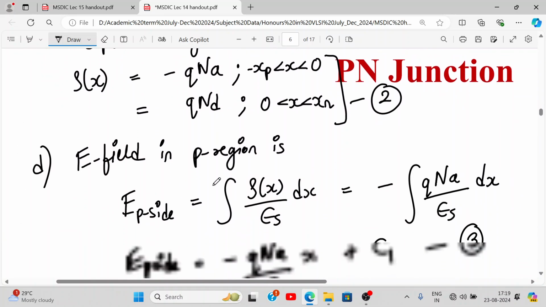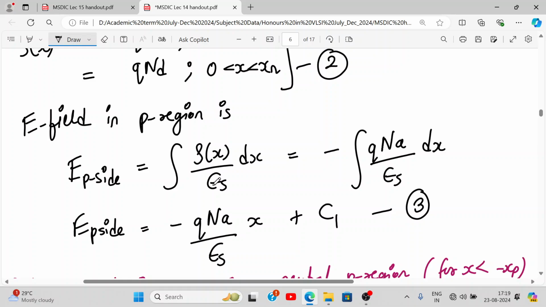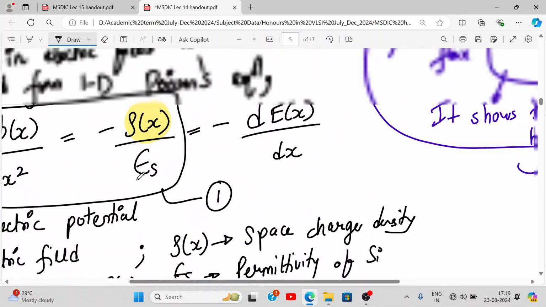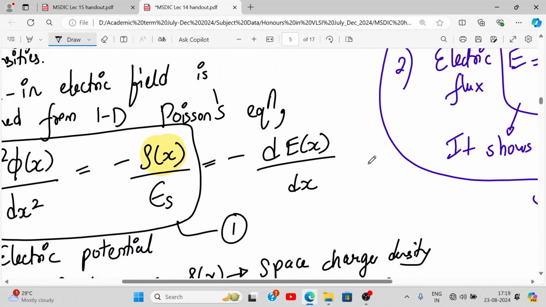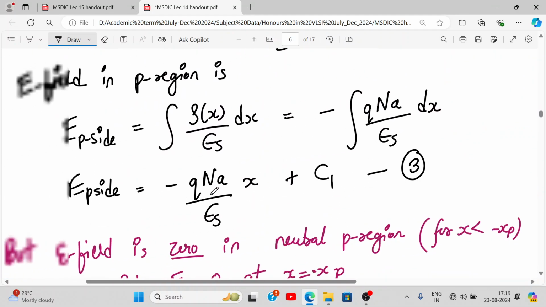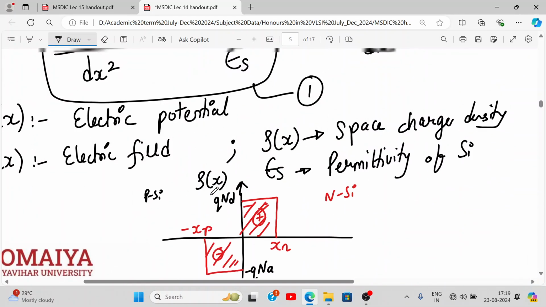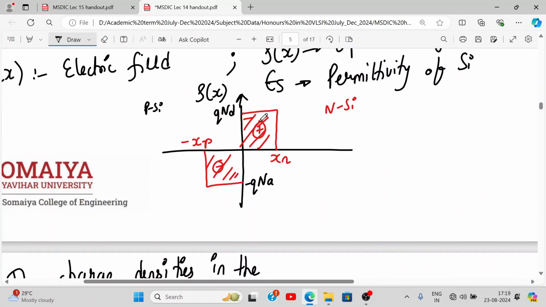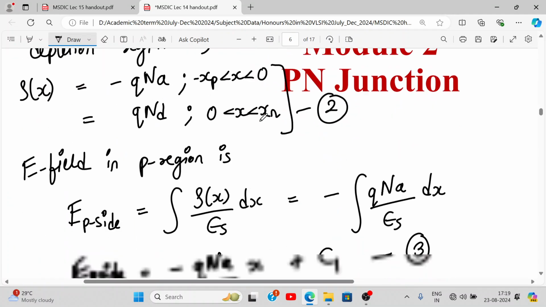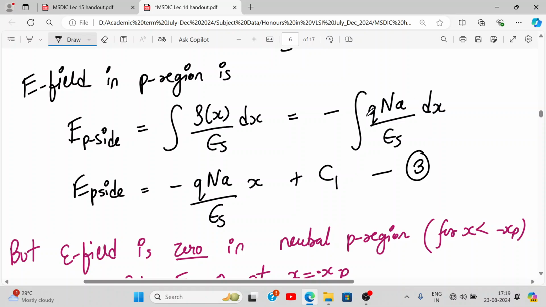Equation number 2, clear? Now, if you want to find the electric field in the P region, it will be the integral of rho of x upon epsilon s. Yes or no? Because this is the relation. Now, if I want the electric field, I have to integrate to remove the derivative, right? So E of x will be the integral of this. Getting it? Basically, I am integrating over this region. So the integration of a constant will be a straight falling slope. So integration of this will be this.